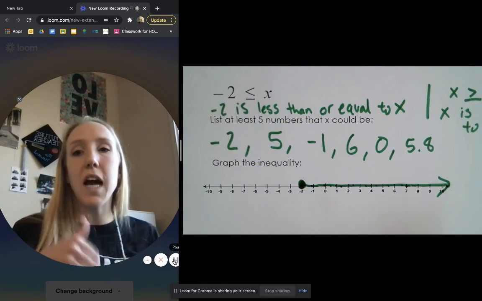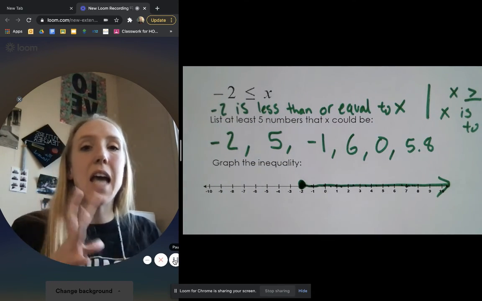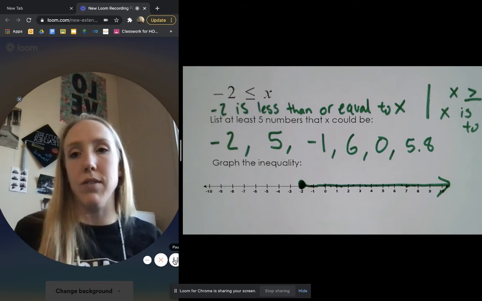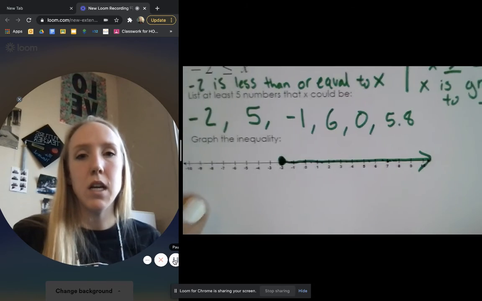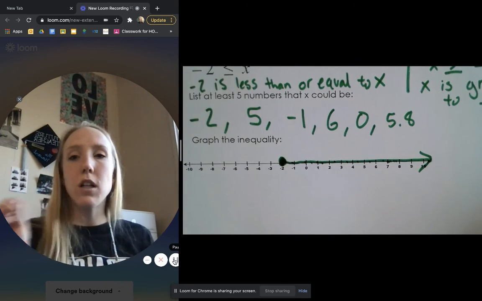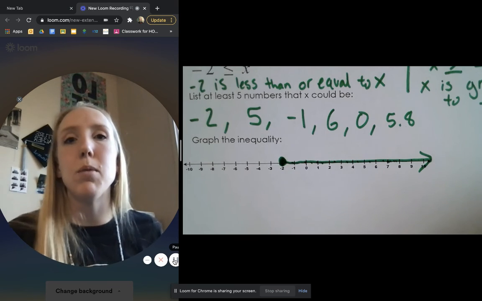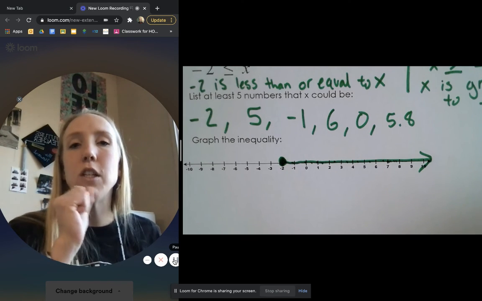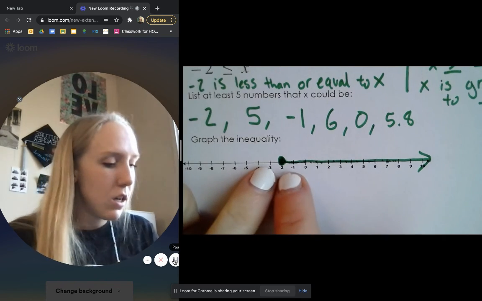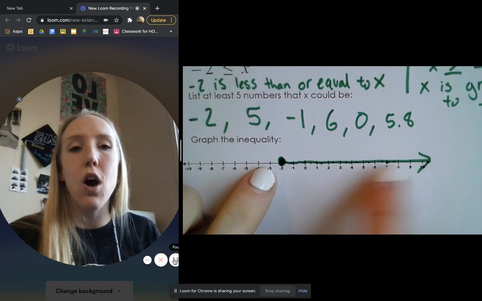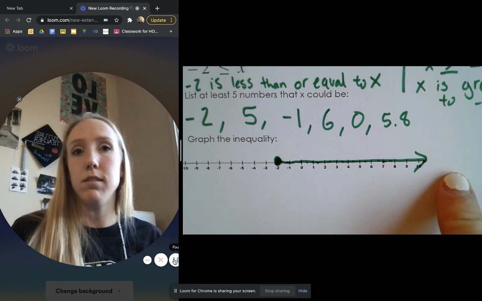Okay, so first ask yourself, what does x or the variable have to be? Is x bigger or smaller than the number given? You might have to flip it around like we did here to make sense of it. Second thing, open or closed dot. If it can be equal to the number, you're going to have a closed point. If it is just greater than or less than, it is going to be an open point. Next, you've got to decide where all the values are. Are they on the greater side or on the less side? All right.